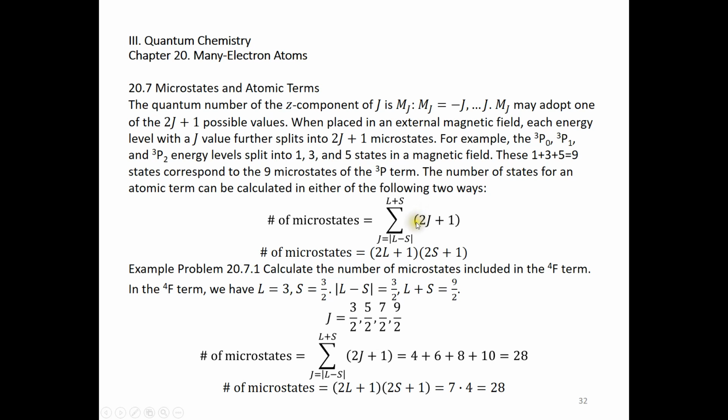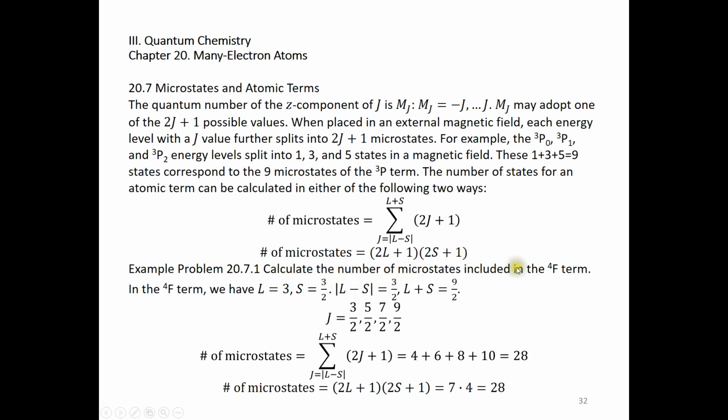One way is we sum up all those 2J plus 1. So J is 0, 1, and 2, so 2J plus 1 is 1, 3, and 5. Sum it up, we get 9. Another way is to look at the value of L and S. We look at 3P. L is 1, S is 1. So basically you just do 3 times 3. It's also 9. Here's an example problem 20.7.1.